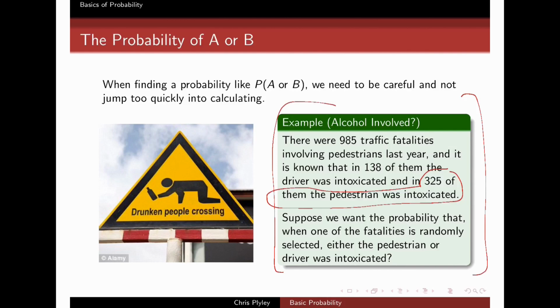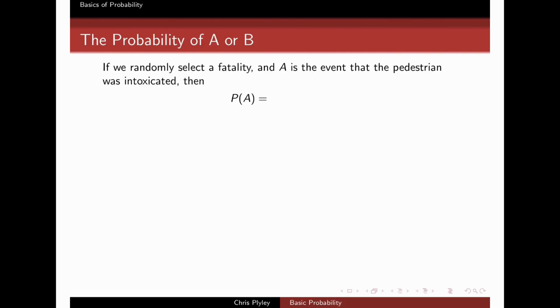So my question is, given just this information, do you think you can tell me, out of these 985 events, the probability that either the pedestrian or the driver was intoxicated? Think about it for a minute and see if you can answer that. And if not, tell me why you can't answer it. So what did you think? Well, let me slow down for a minute and let me think about this a little bit more.